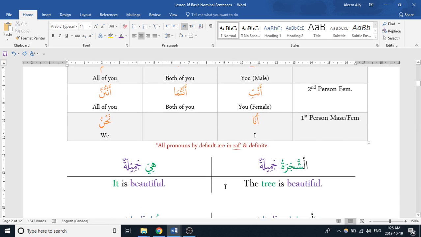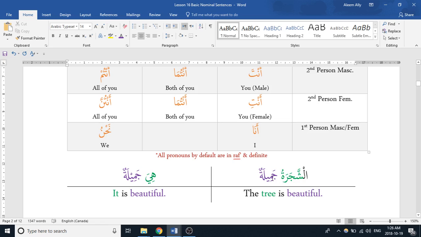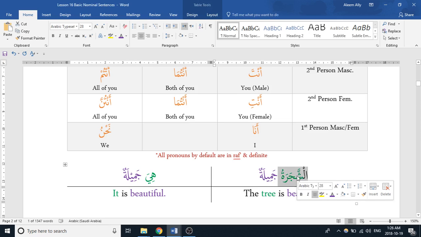So let's take a look at an example. Ash-shajaratu jamilatun, right? So the tree is beautiful. In this case, we know that this is our mubtada because it's definite and it's rafa. We know this is our khabar because it's indefinite due to the sign of tanween on the end, right? Double ending generally means that a noun is indefinite, and it also lacks all the other signs of definiteness, and it's in a state of rafa. They both match in gender, right? And they both match in number, which the mubtada and the khabar have to do.